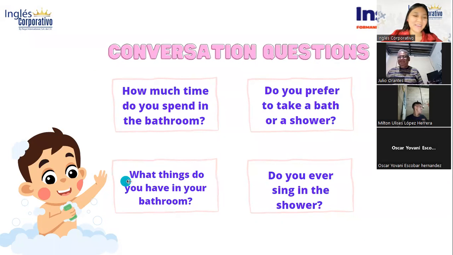Okay. All right, and what things do you have in your bathroom, Milton? Give me items, give me objects that you have in the bathroom. Towels, gel. Okay, gel. Gel, hair cream, shampoo. Shampoo. Hair wax. Okay.